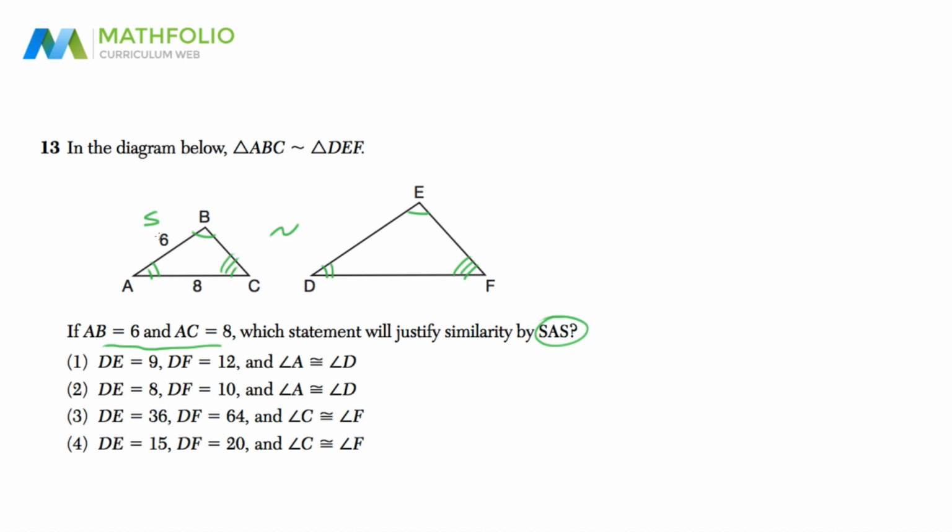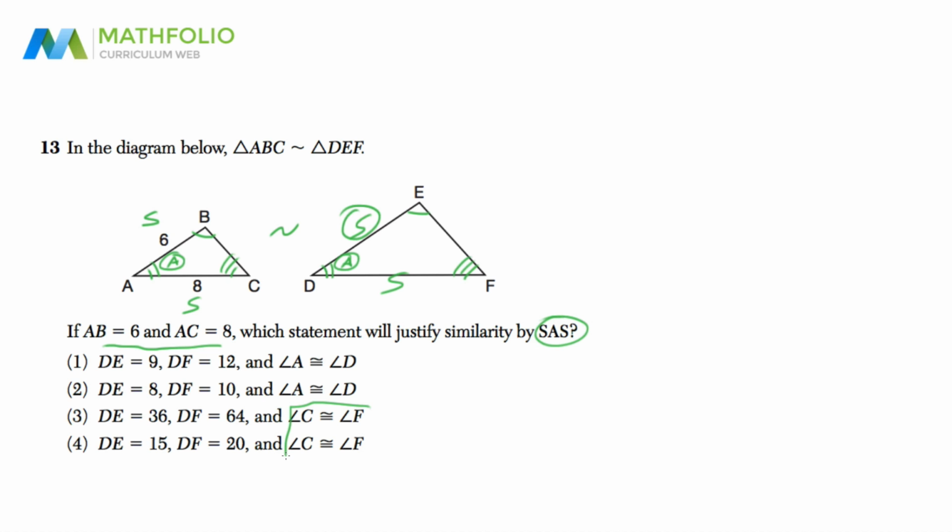Well, SAS is that two sides are similar, not identical, so this doesn't have to be 6, it just has to be a multiple of 6, and it could be a fraction as well, that's true. But that ratio of 6 to this side must be the same as 8 to this side to create a proportion. So we've got two sides, so we really need this angle to be congruent to this angle. So angle A and angle D must be congruent.